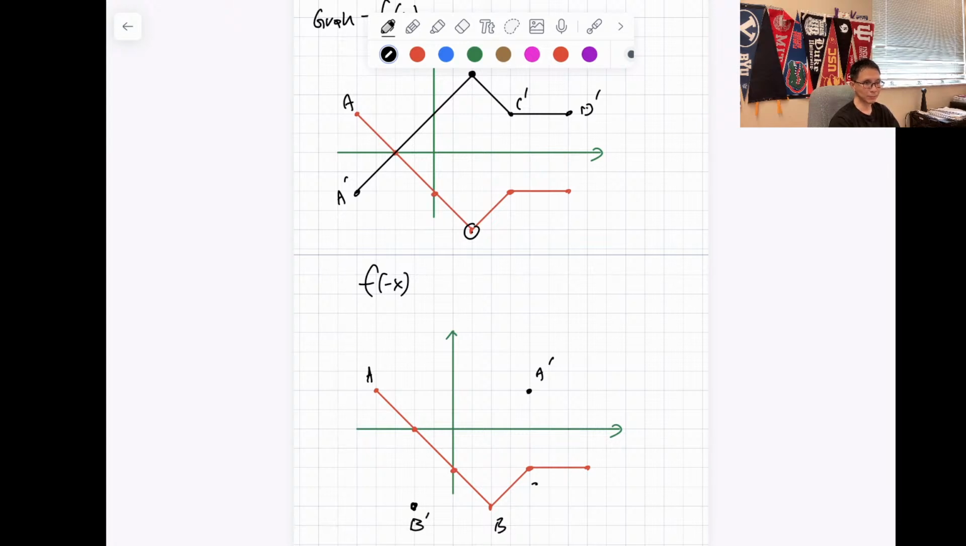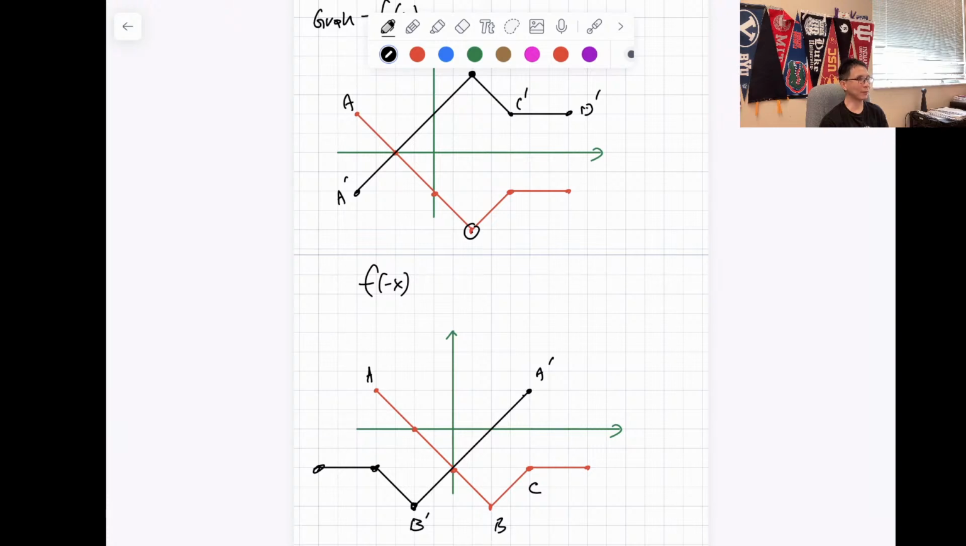How about C? What about C prime? -4, -2, right? Is that okay? And this is 3 units to the right. So, do you see the symmetry? Symmetry to the y-axis. Are we good?